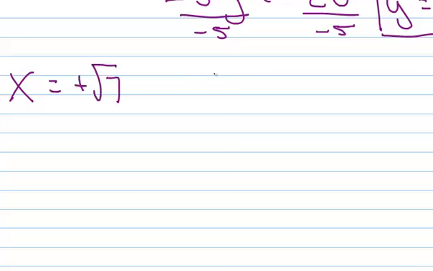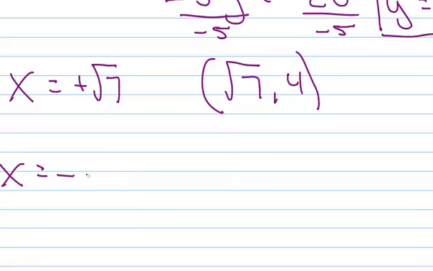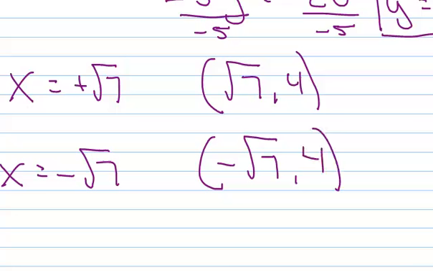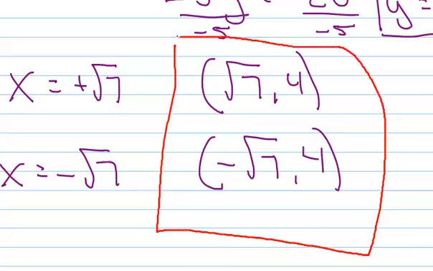So I have x equals positive square root of 7. So I can make an ordered pair out of that because the y is 4. I also have x equals negative square root of 7. So I can make an ordered pair out of that. So there's my two solutions right there. And both of them have the same y coordinate, which kind of makes sense because of the symmetry of a parabola. Two solutions there, and we solved that one by elimination. So that's the end of this one.